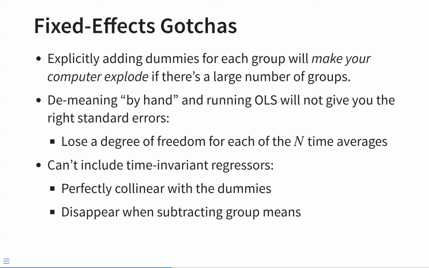There are, however, some gotchas. So the first gotcha is explicitly adding dummies for each group will make your computer explode if there's a large number of groups. I strongly advise against doing that. Second of all, doing this demeaning operation by hand and then running OLS will not actually give you the right standard errors. And the reason is that you actually lose a degree of freedom for each of these n time averages that you're estimating. So they really are estimated parameters, and the standard errors need to take account of this. So there's another gotcha that you've got to be aware of.